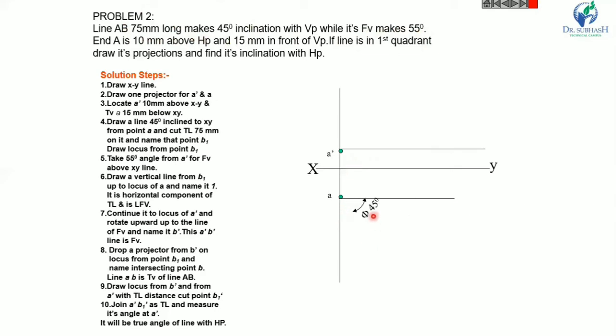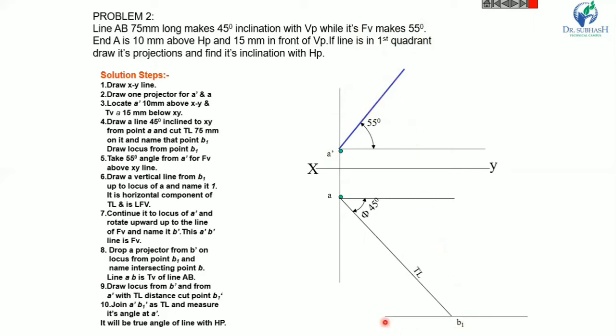Now, inclination with VP is 45 degrees. So from A, draw a line at an angle of 45 degree and length equal to 75 mm, true length AB1. Now from A dash, draw a line at an angle of 55 degree, since its front view makes 55 degree with XY. The length of front view is not given.